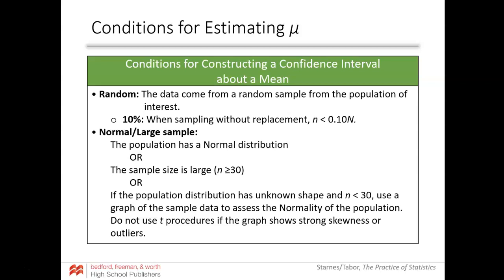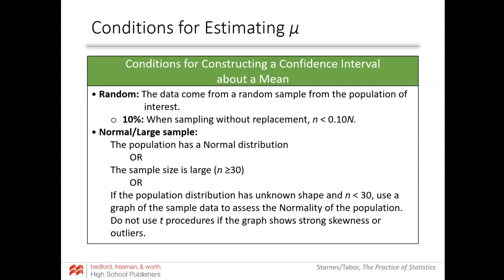But if not, you need to have a sample size that is large enough. Remember, we referred to the central limit theorem earlier in this unit, or last unit, I guess. And if the population distribution shape is unknown and your sample size is less than 30, so you don't meet the large sample size cutoff, then you're kind of sunk and can't go any further, unless you graph the sample data set to assess its normality.